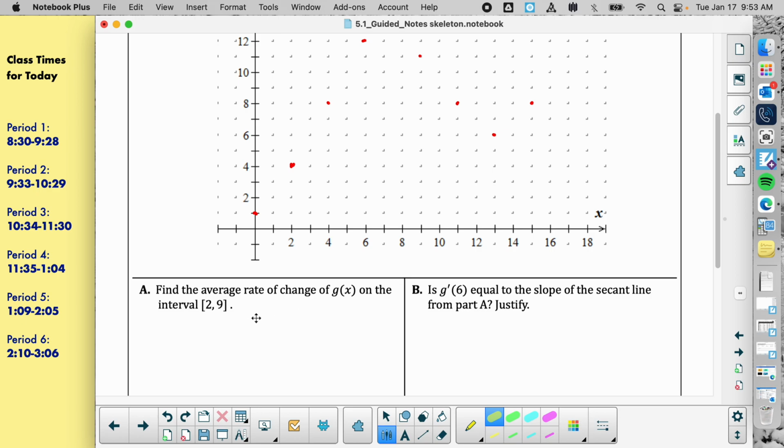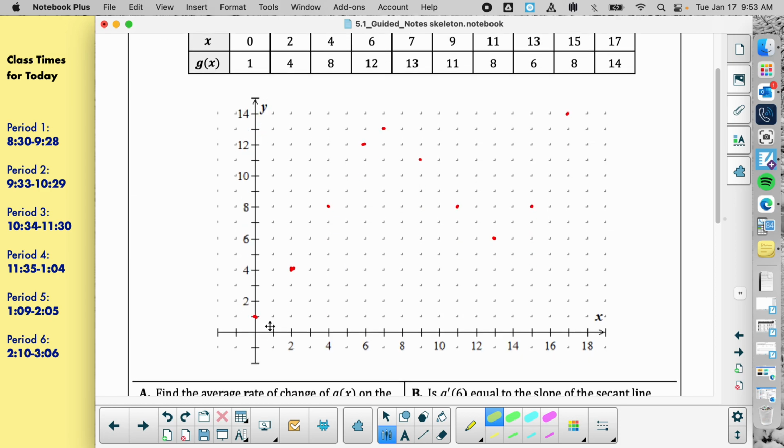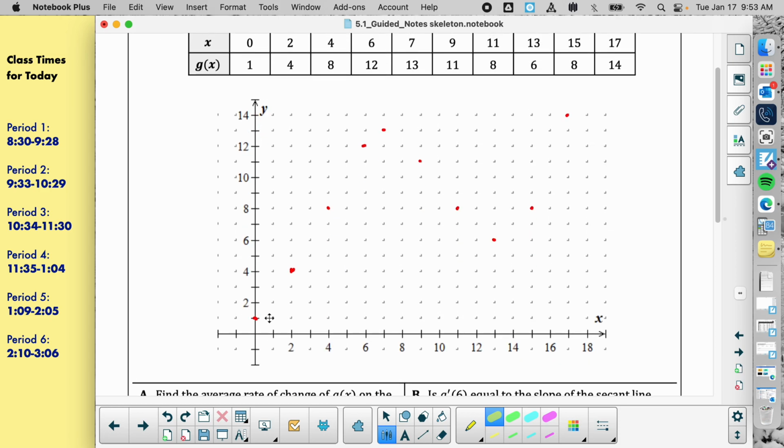Okay, so it says find the average rate of change from 2 to 9. If you want to use the picture, you can. If you don't, doesn't matter. But we're going from 2 to 9. Oh, you're bringing up the emotional support. Excellent. Good idea. I'm fine with that.